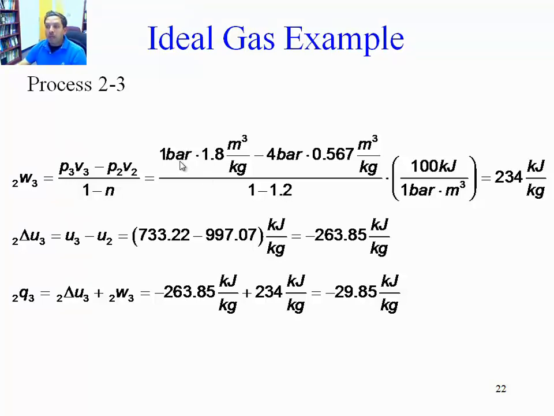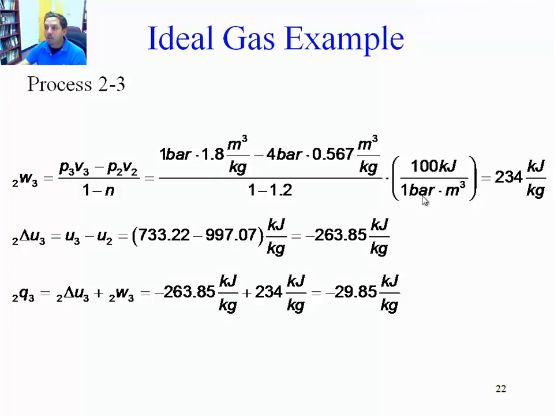So we have P3 equals 1 bar, volume 3 equals 1.8 meter cubed per kilogram, P2 equals 4 bar, V2 equals 0.567, and 1 minus n is equal to 1 minus 1.2. We have to change those bars to kilojoules divided by meter cubed, or basically 1 bar times a meter cubed is equal to 100 kilojoules.